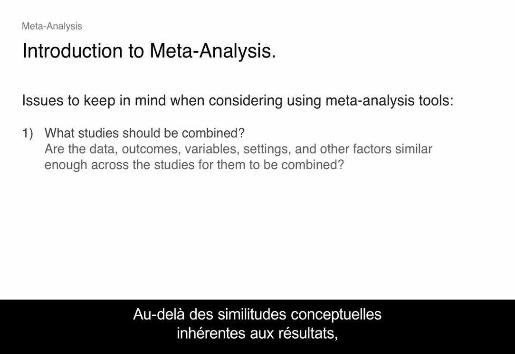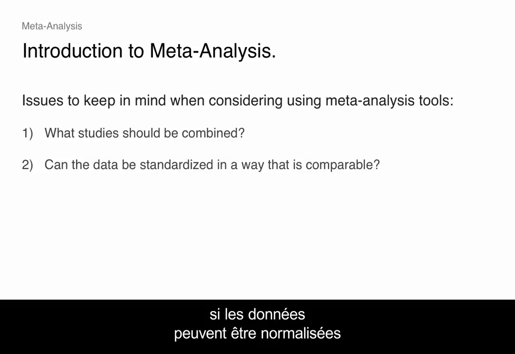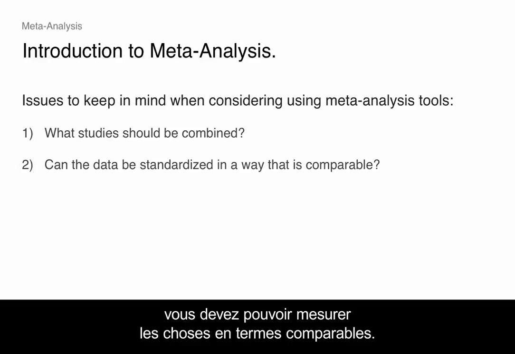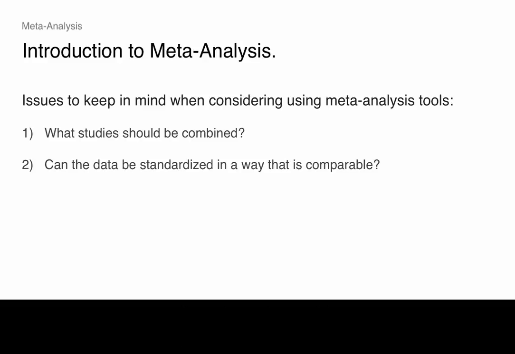Okay, beyond the inherent conceptual similarity of the outcomes and the explanatory variables, there's an issue about whether the data can be standardized in a way that's comparable. If you're going to come up with some mean effect estimate, you need to be able to measure things in comparable terms, or else it may be impossible to combine estimates. So this is a second question that's important.